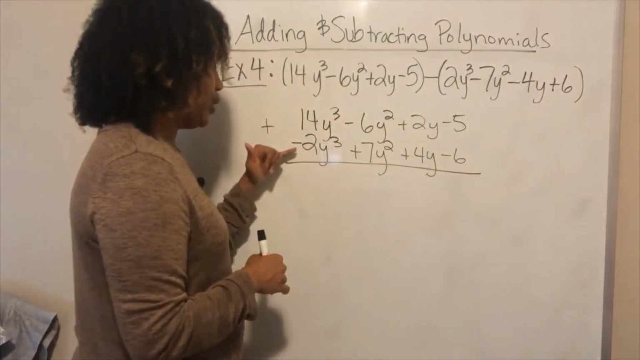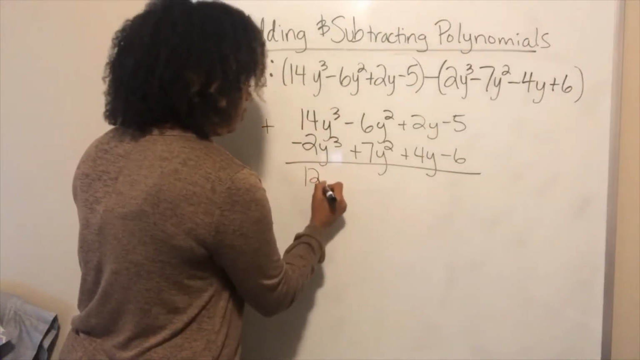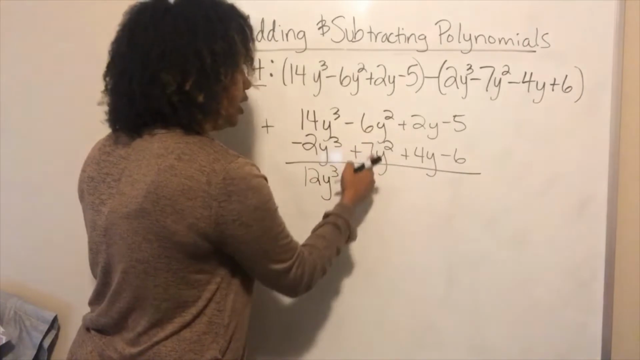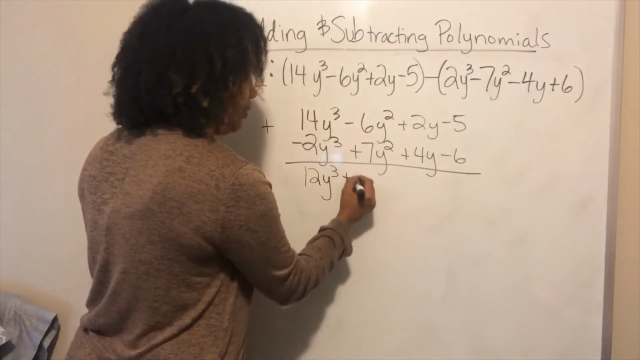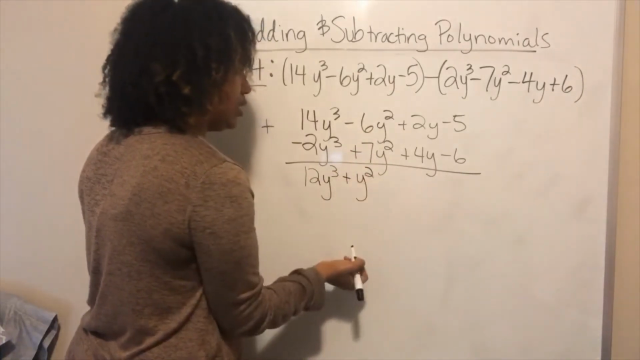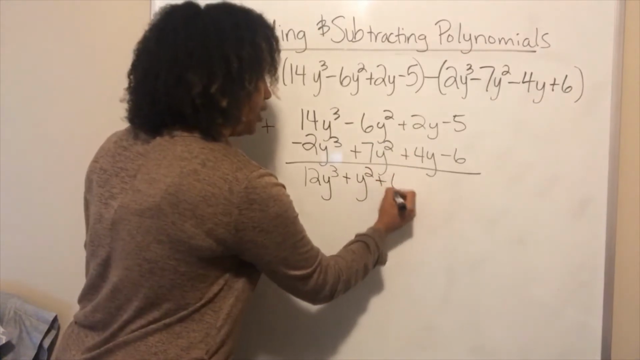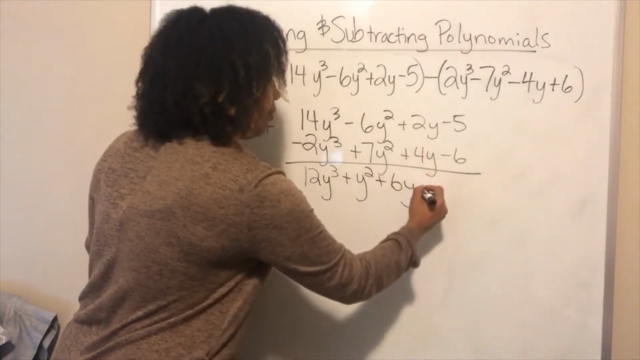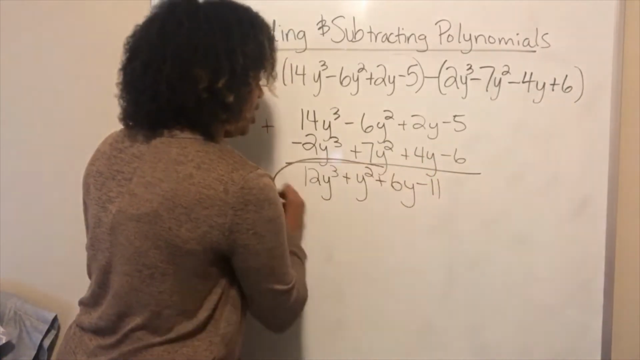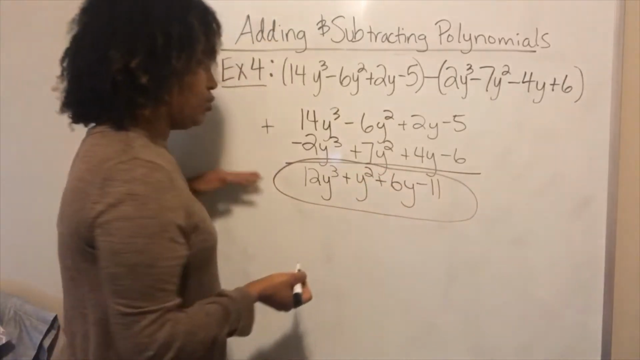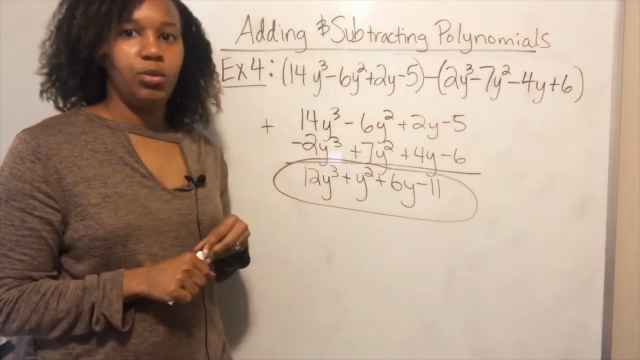So basically 14 minus 2, which is 12y to the third, negative 6 plus 7, which is a positive 1. So we would just write plus y squared. 2 plus 4 is 6y, and negative 5 minus 6 is negative 11. And so this is what you get when you add those two polynomials together.